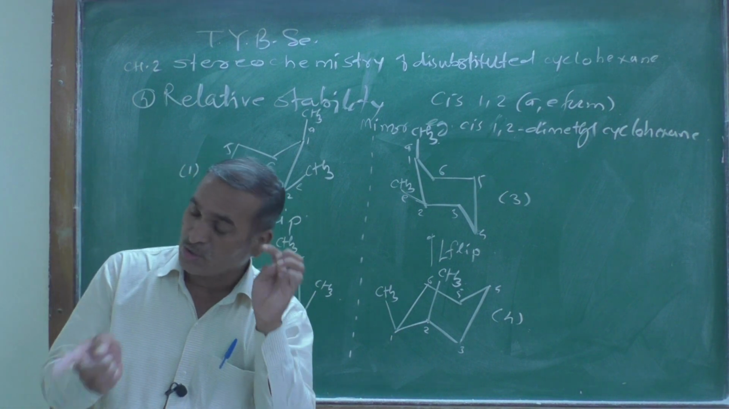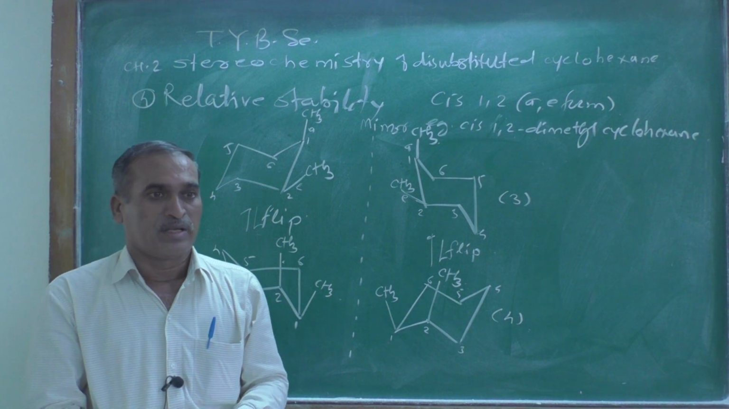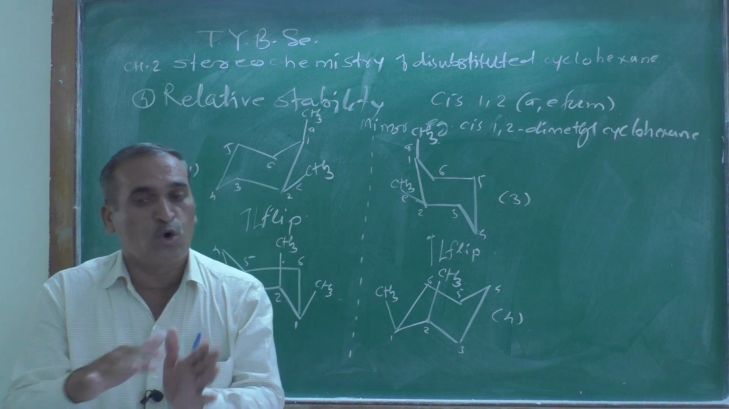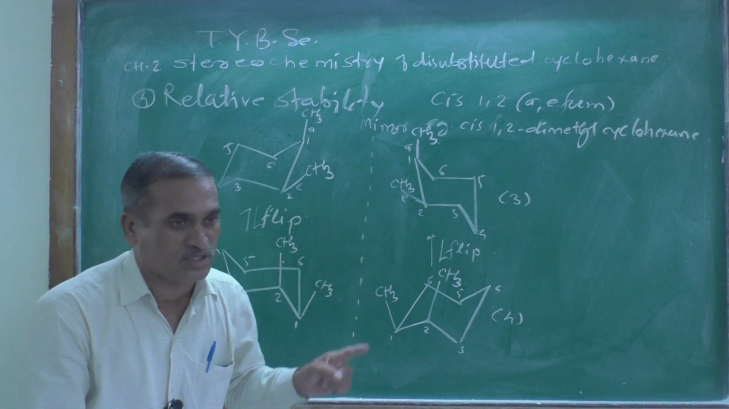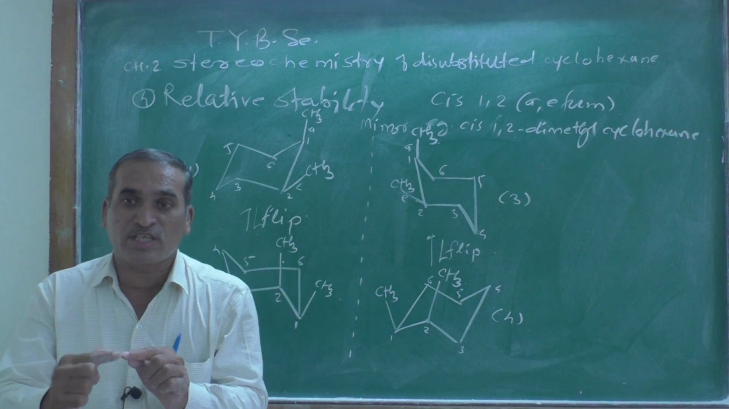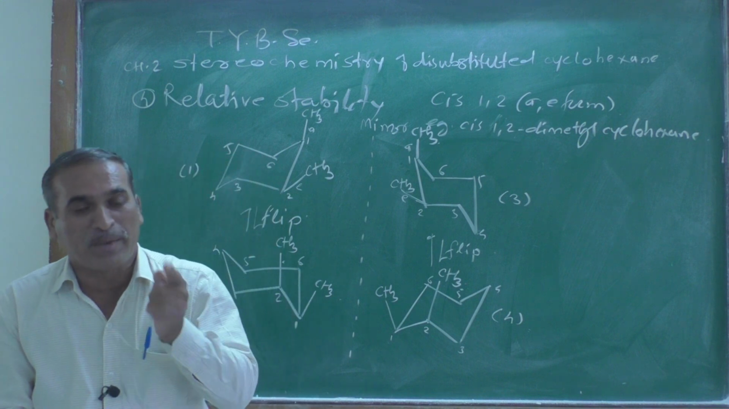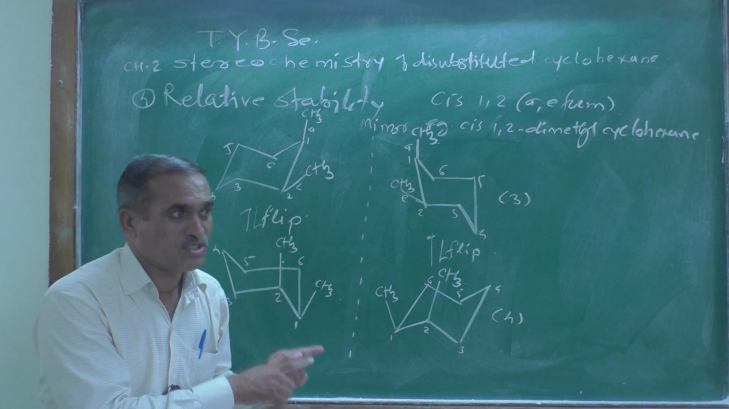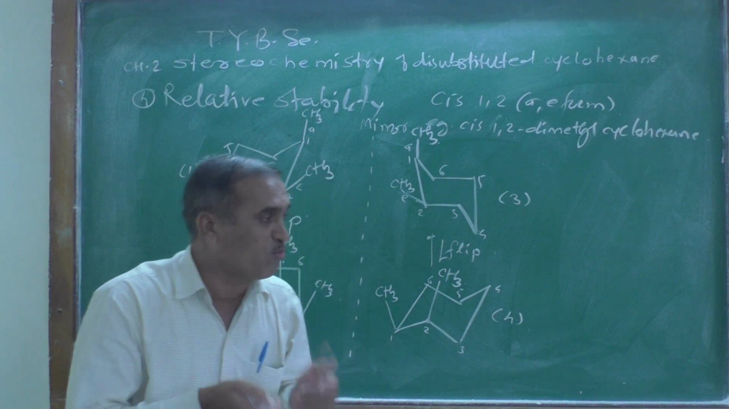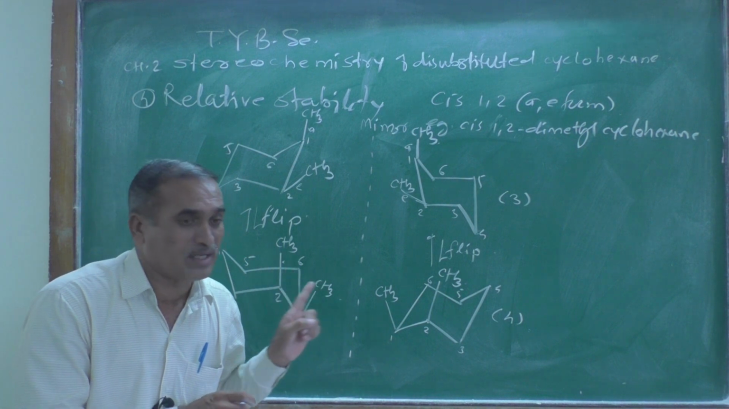Next we talked about the optical isomer. Optical isomer means what? If these conformations have no plane of symmetry. These four structures have no symmetry, and therefore they are expected to be optically active. But these structures are optically inactive. And how do you explain why they are optically inactive? Why are they optically inactive?